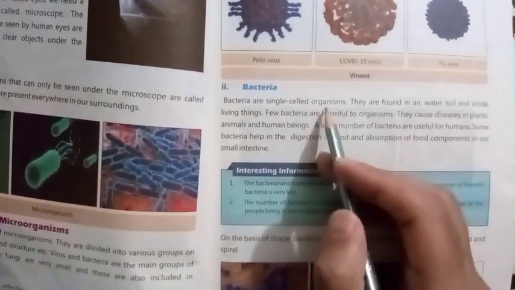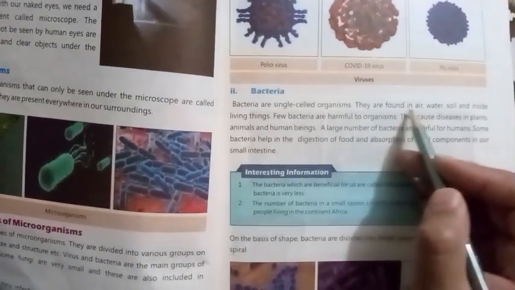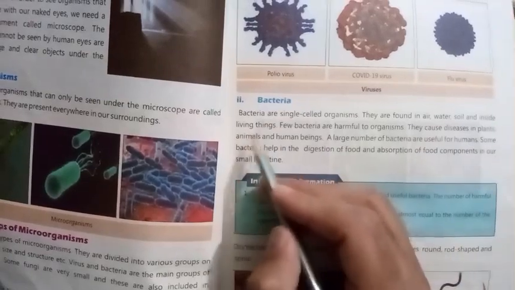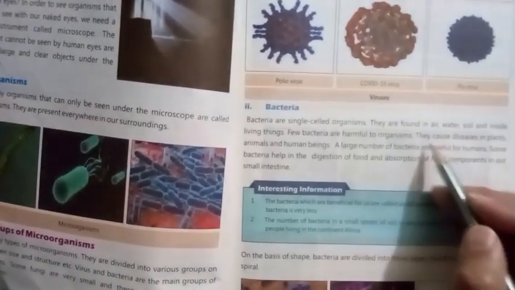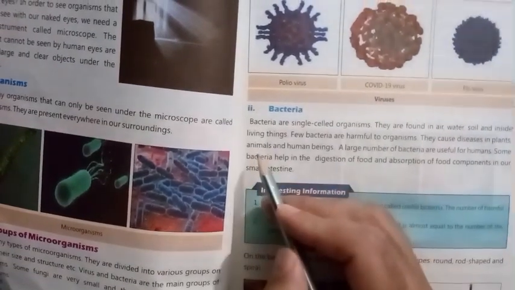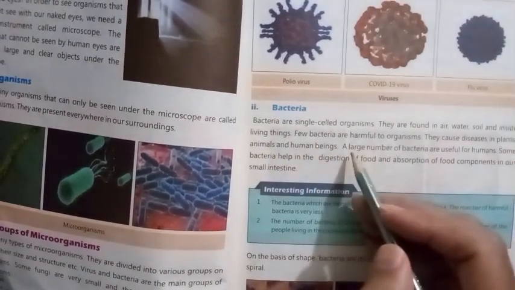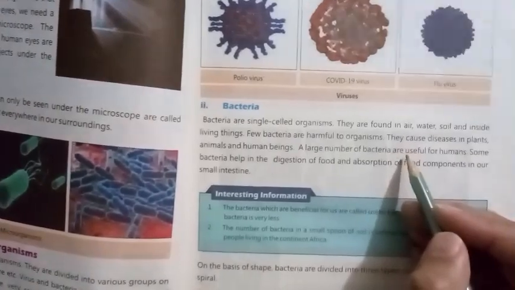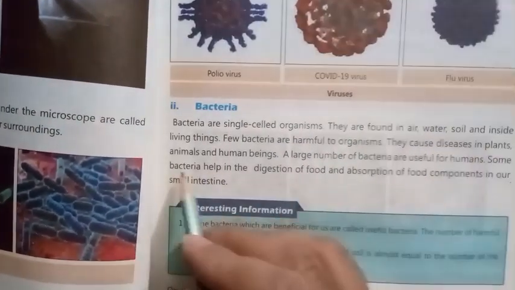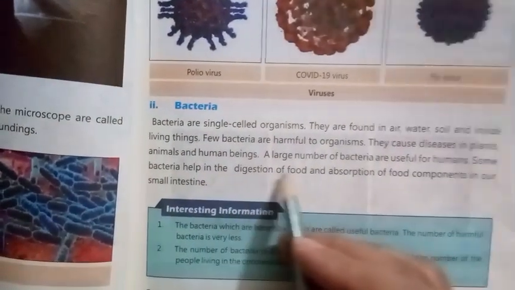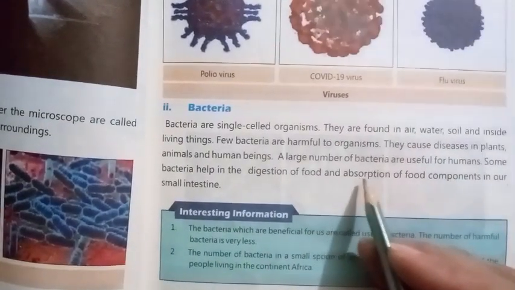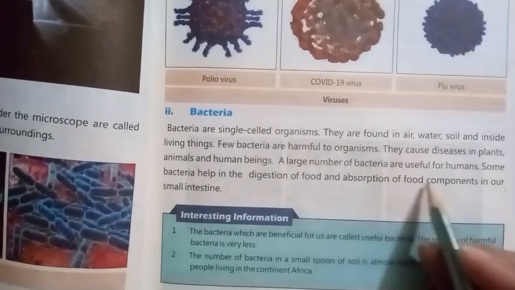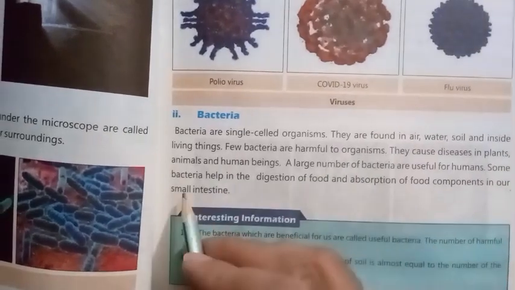Bacteria are single-celled organisms. They are found in air, water, soil, and inside living things. Few bacteria are harmful to organisms. They cause diseases in plants, animals, and human beings. A large number of bacteria are useful for humans. Some bacteria help in the digestion of food and absorption of food components in our small intestine.